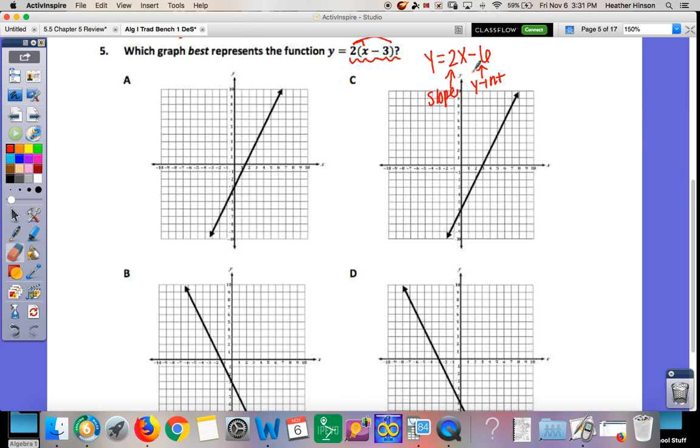So which one of these has a slope of positive 2? Which means your line is going up. Well, A is going up, C is going up, B and D, they're going down. So those are out. Both of these are going up 2 over 1, so that doesn't help us. They're both 2. So which one has a y-intercept of negative 6? Well, A is at negative 3, and C is at negative 6. So C.